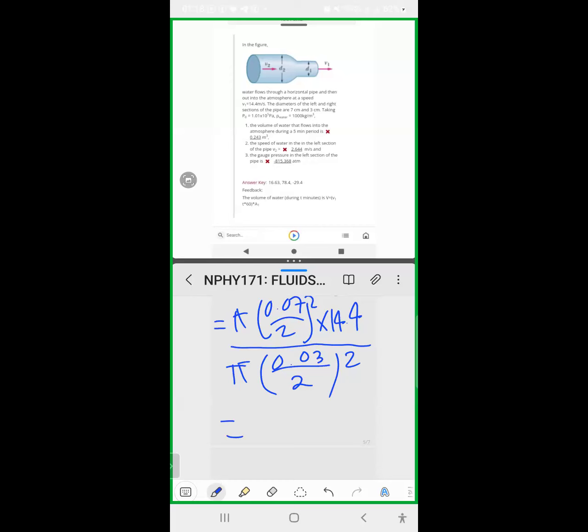Remember, this is pi. This is pi, guys. Don't get confused. So there's a shift to pi into 0.07 divided by 2 squared multiplied by 14.4. Then we're going to divide this by shift pi into 0.03 divided by 2 and then squared. And this is going to give you 78.4 meters per second. And this is the speed of the water in the left section of the pipe. That's our V2.